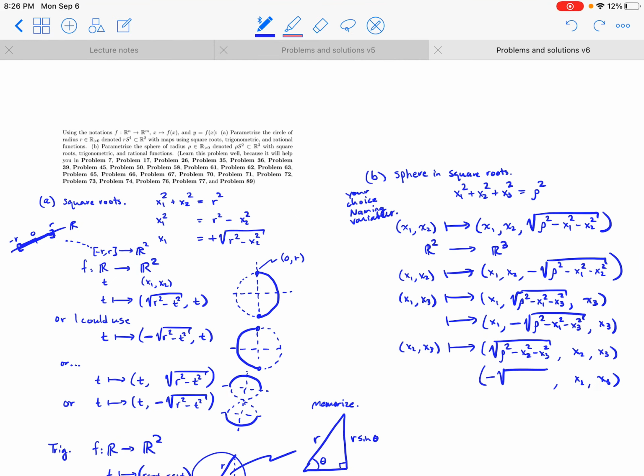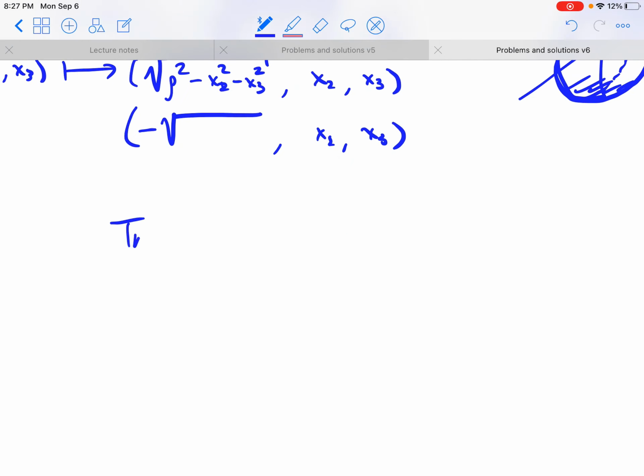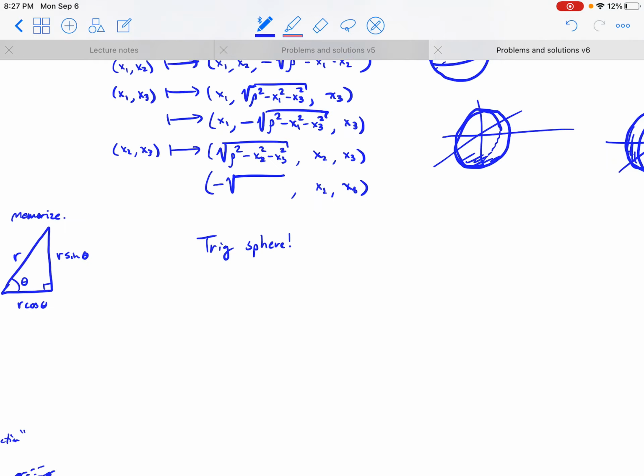These maps only give half of the sphere. We need trig now. The trig sphere.